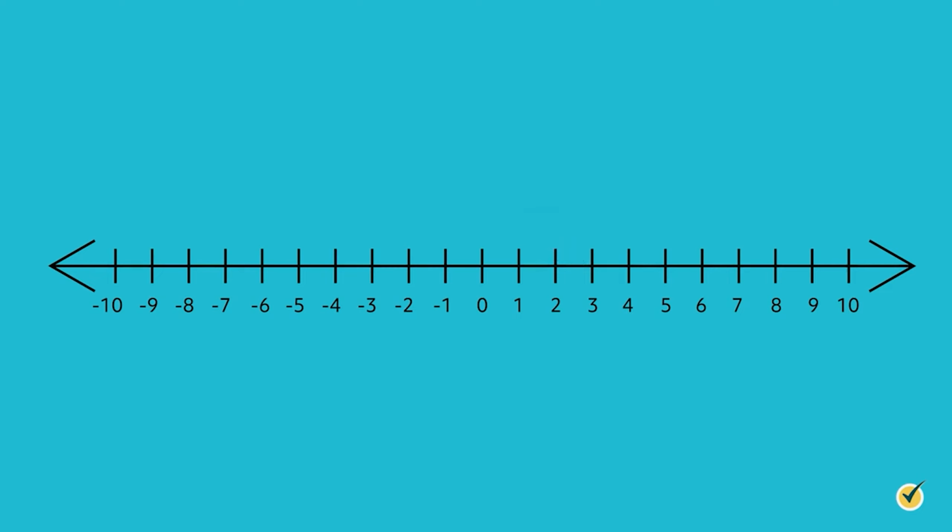The most important number on a number line is 0, because every other number is based off of how far away it is from 0. Numbers to the left of 0 are negative, and numbers to the right of 0 are positive.